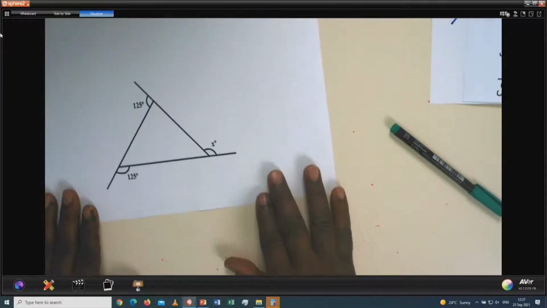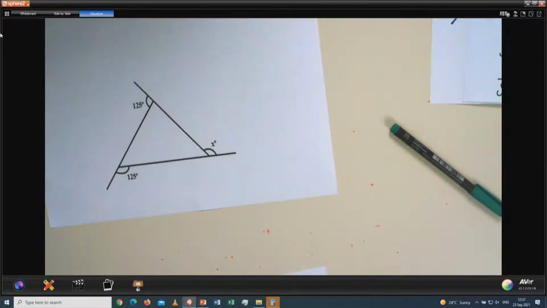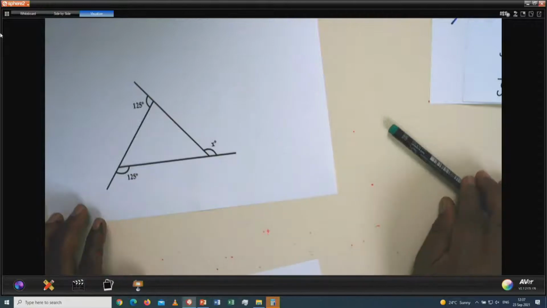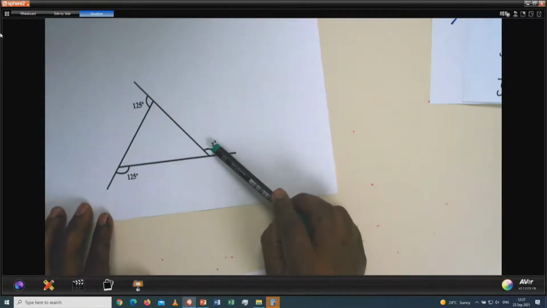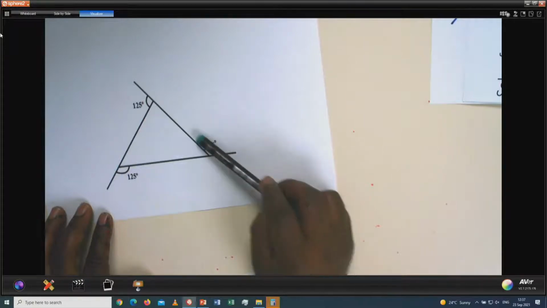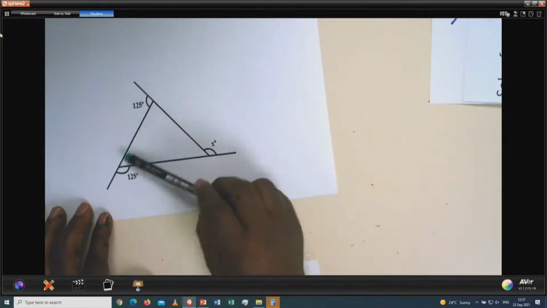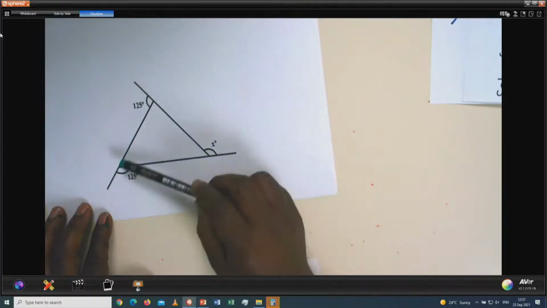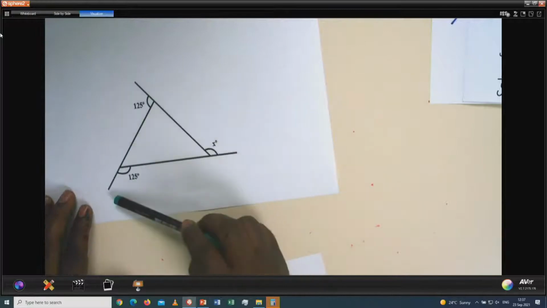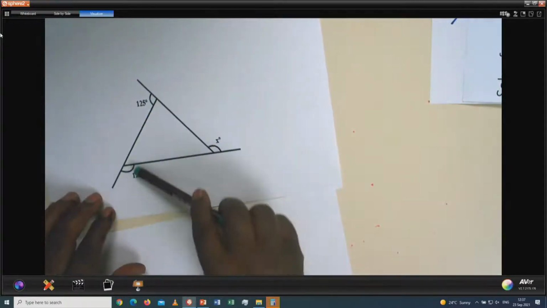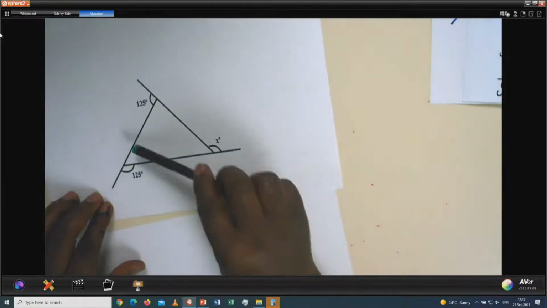X. Where is X? Exterior angle. What do you know about exterior equals two interior opposite? Do you have those angles? No. Can you calculate them? Yes. How? Straight line. Angles on a straight line.